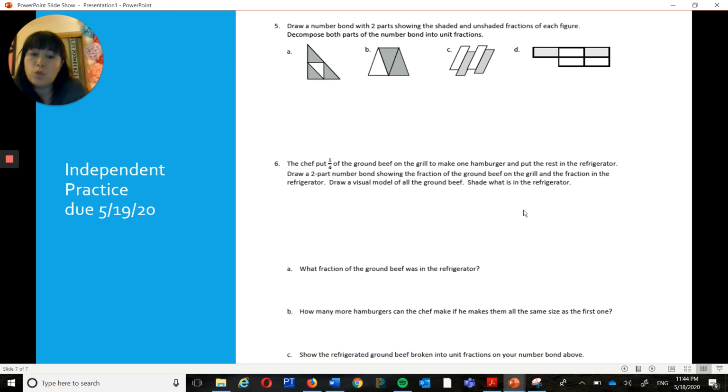Then do 6A. What fraction of the ground beef was in the refrigerator? Label 6B. How many more hamburgers can the chef make if he makes them all the same size as the first one? Go back to that visual diagram that you drew, that fraction strip. If he's got one hamburger on the grill, how many more hamburgers can he make, in other words? C. Show the refrigerated ground beef broken into unit fractions on your number bond above. So there, you are going to draw a fraction with 3 arms, showing all the parts, the unit fractions that are in the fridge.